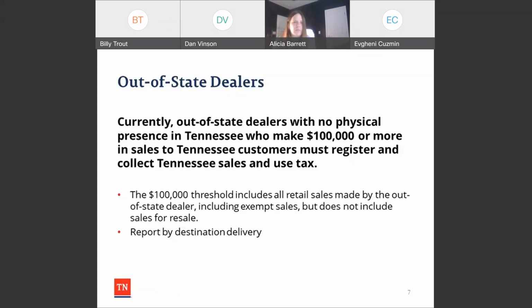It is going to be reporting by destination delivery. So when I'm talking about destination delivery, that's going to mean wherever that product happens to be shipped to. Generally speaking, Tennessee is an origin-based state, so that means that wherever that storefront is located, wherever that sale is being made by the business located in Tennessee, that's going to be the local tax rate that's going to apply to the sale. Out-of-state dealers do not actually have a location in Tennessee, so they are going to be reporting by the destination, so where they're going to be shipping that product to.